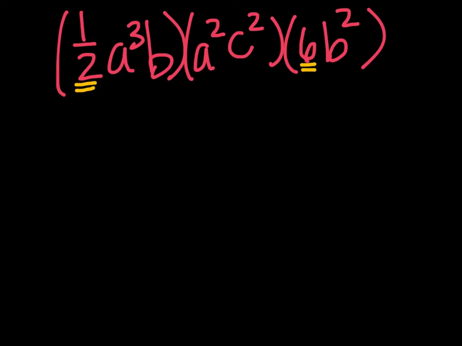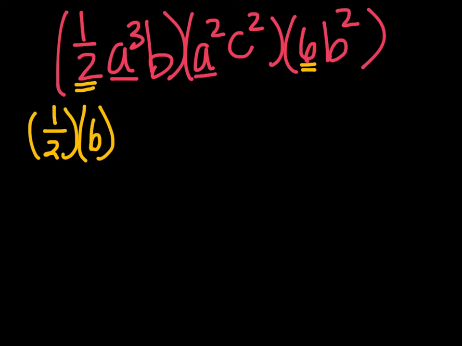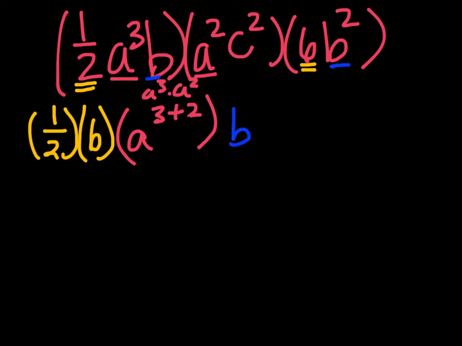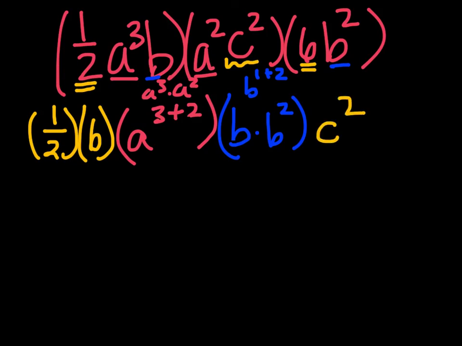So we can rewrite this as saying half, 1/2 times 6. And now we can see we have an a to the third and an a squared, and there's no a in our final term, so we have a to the third plus 2, or a to the third times a squared. Then we have a b and another b, so we have b times b squared, or b to the 1 plus 2. And our last term we have c. And it looks like that c squared is only in one of our monomials.